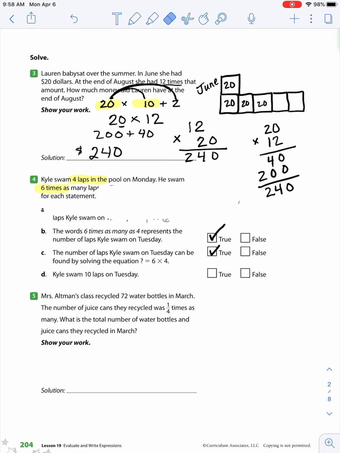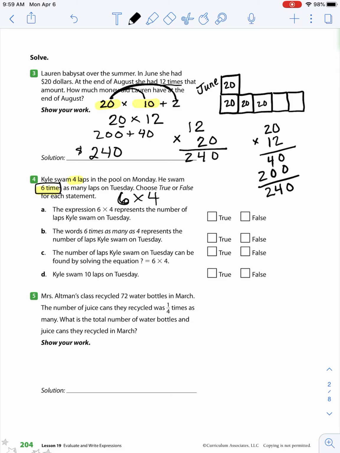Scratch this. Reverse. I had to think about this. 6 times as many as 4 is, I said that backwards. 6 times the 4 laps. Okay. Well, that would make sense because the times sign would come first. 6 times as many as 4. I am so sorry. I said that backwards. So those are true. Because this one is 6 times 4. I totally said that backwards. I am so sorry. See, I need the coffee. It's too early.